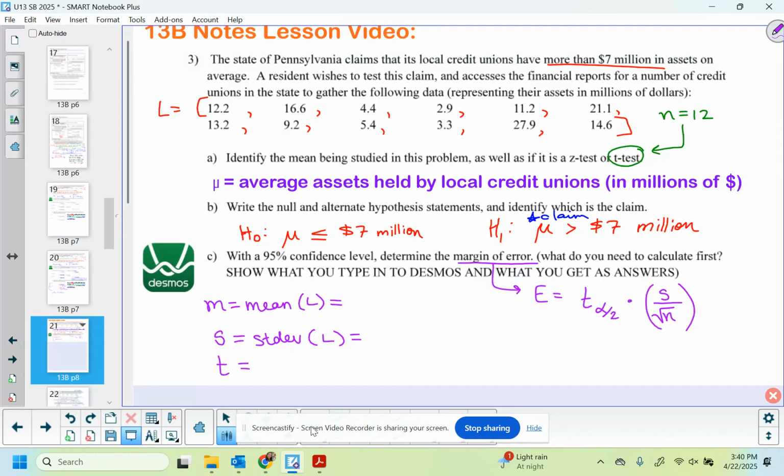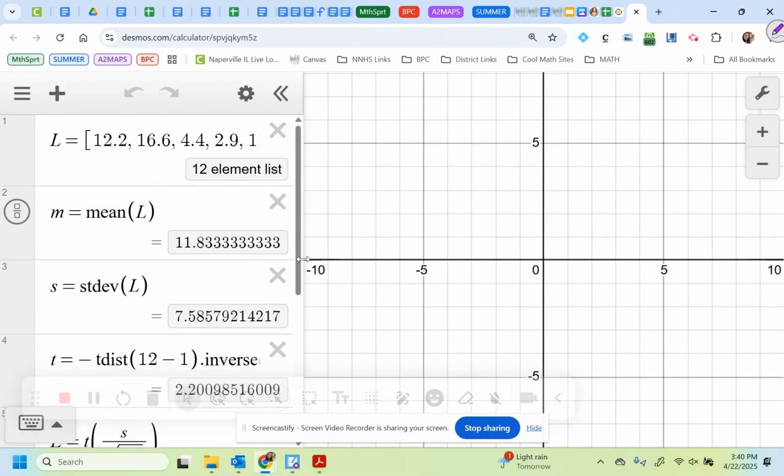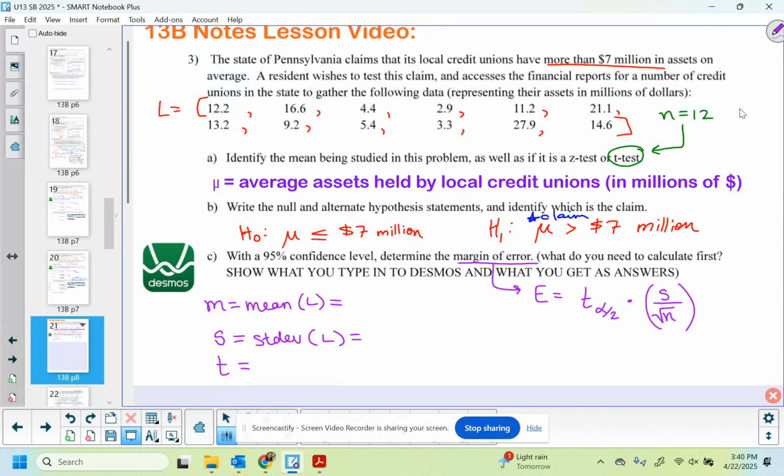So let's go to Desmos and see what we have there. So here I've put in all of the data, and then I'm putting in m equals mean, so that I have less to type later. So I don't have to type the 11.8333 or round it or whatever. Standard deviation, I'm going to do s equals STDEV. And then for my t, I will do this negative t-dist. Now this number 12 is because my n is 12.